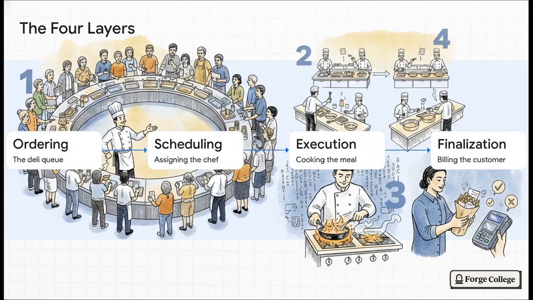Step 1 is ordering, the global queue at the deli counter deciding the sequence of transactions. Step 2 is scheduling. This is the expediter in the kitchen assigning the order to a specific chef and deciding if it runs serially or in parallel. Step 3 is execution. This is cooking the meal, the actual bytecode or instruction processing. And finally, step 4 is finalization, billing the customer, handing over the meal, committing the state changes, and printing the receipts. So the crucial point is that treating these as separate layers helps us compare EVM and SVM fairly without mixing up totally unrelated mechanics.